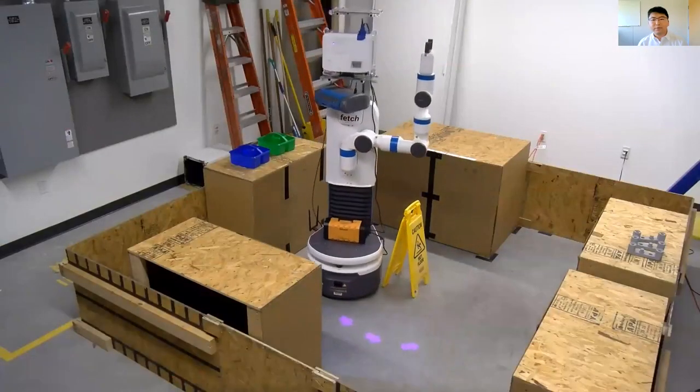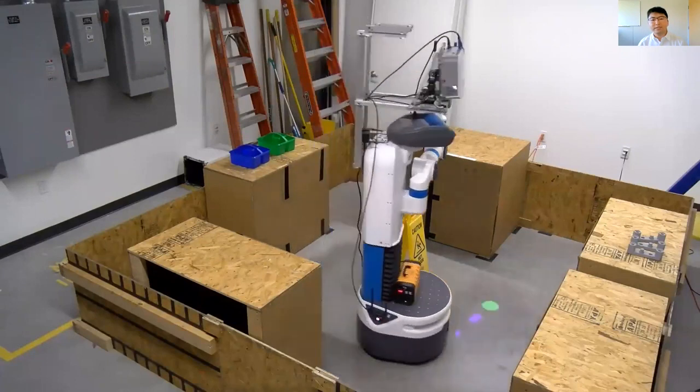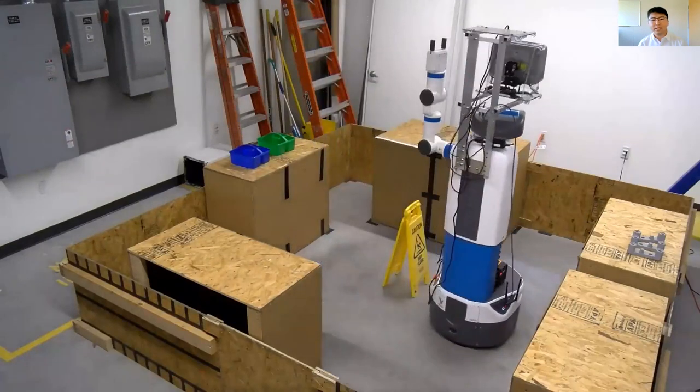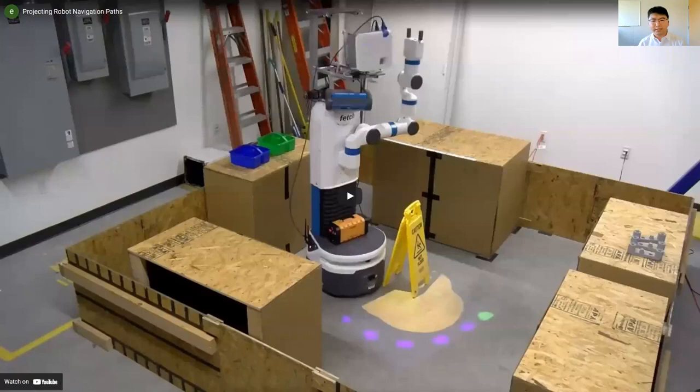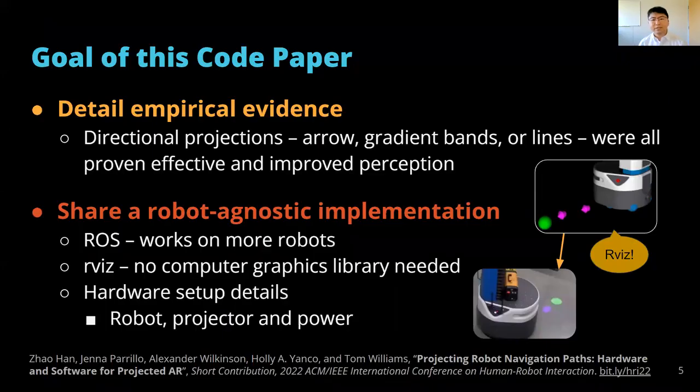Here, the robot shows where it goes as well as the wet floor style obstacle using projections. It also shows where its destination is. So the goal of this code paper is twofold. In the paper, we detail empirical evidence of the effectiveness of directional projections and share a robot agnostic implementation.